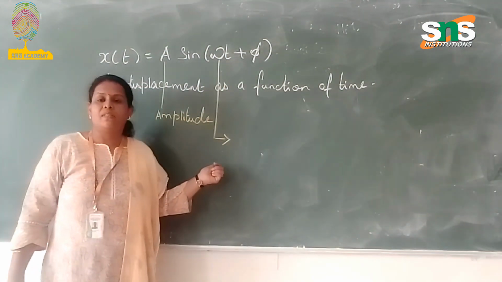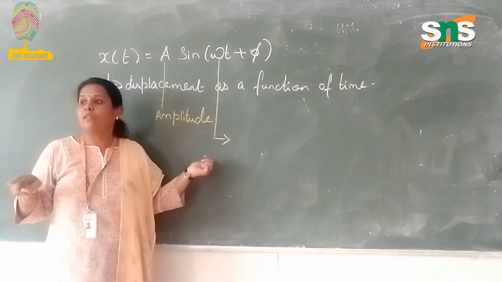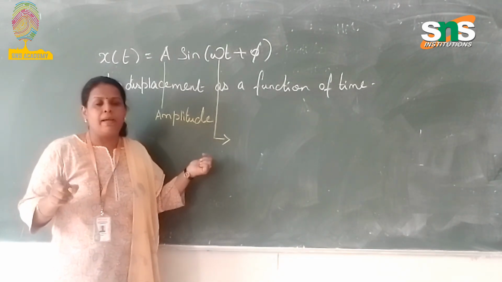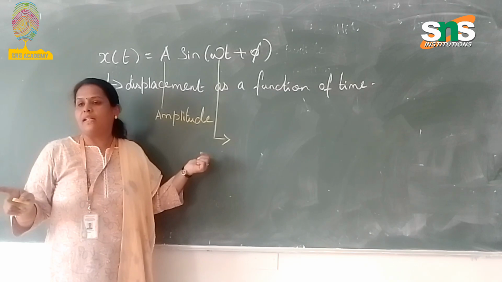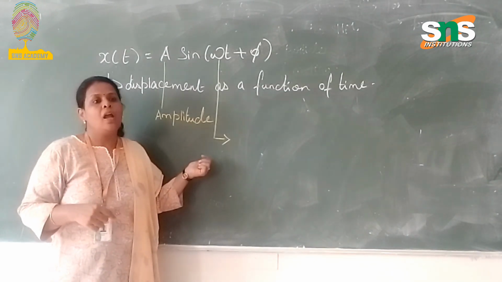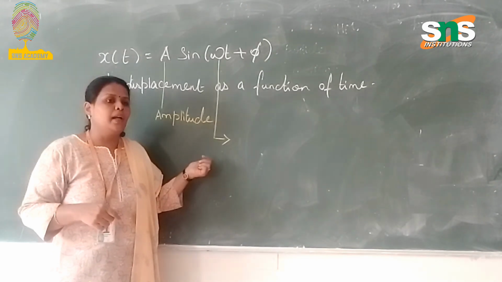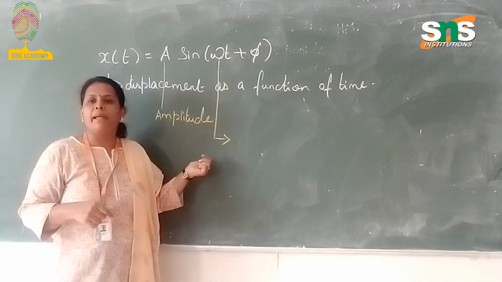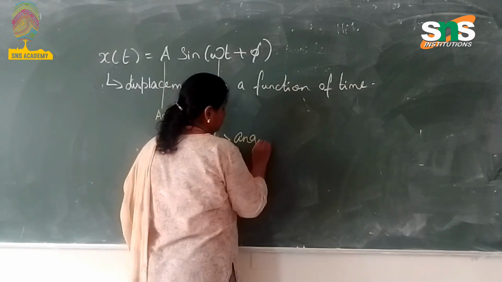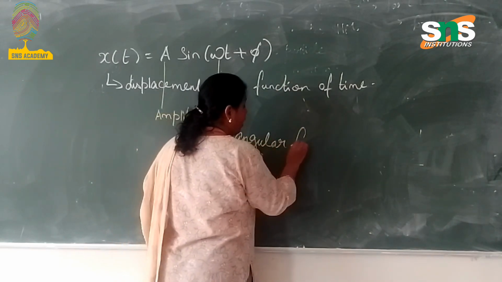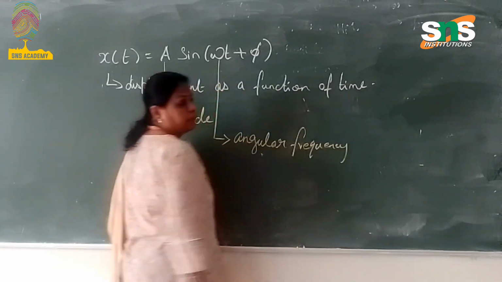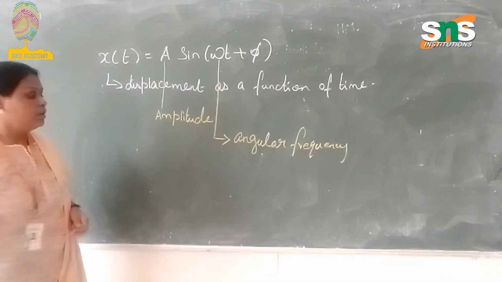In our previous chapter, while we were discussing system of particles, omega meant angular velocity, am I right? But here in the oscillations chapter, we say omega is angular frequency. Omega means angular frequency. We denote angular frequency with the symbol omega.